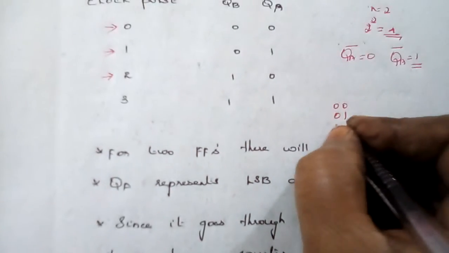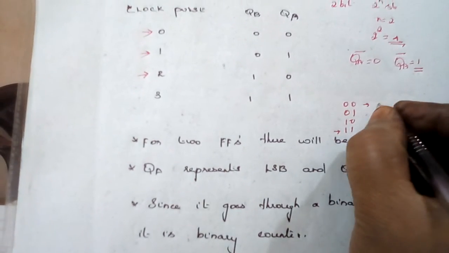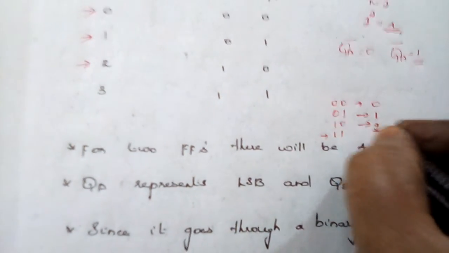And here, for the provided clock pulses, the counter counts in binary counting. That means 0 0, 0 1, 1 0, 1 1. Right? So 0 0, we know the decimal equivalent is 0. 0 1 is the decimal equivalent 1. 1 0 is 2. 1 1 is equal to 3.